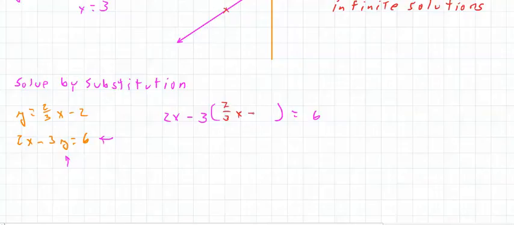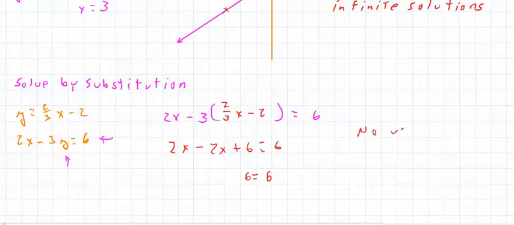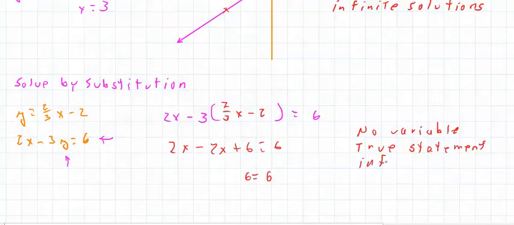And y is 2/3 x minus 2. Distribute, my 3's cancel, minus 2x, negative times negative is positive. 2x minus 2x is 0, just like before, 0x, which is 0. I get 6 equals 6. No variable, no variable, true statement, means infinite solutions.